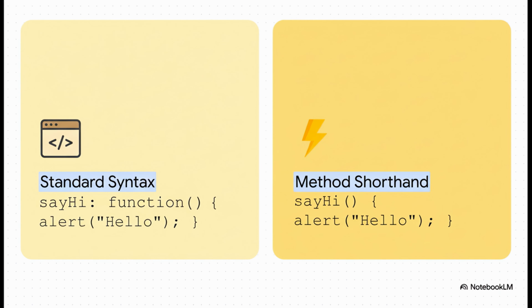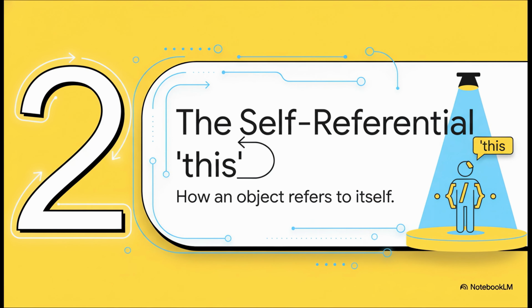Okay, now check this out. On the left, you've got the old school way of defining a method. It works. But on the right, you have the modern shorthand. It's cleaner, it's shorter, and frankly, it's pretty much the way you'll always want to do it now. You just drop the colon and the word function. Easy.